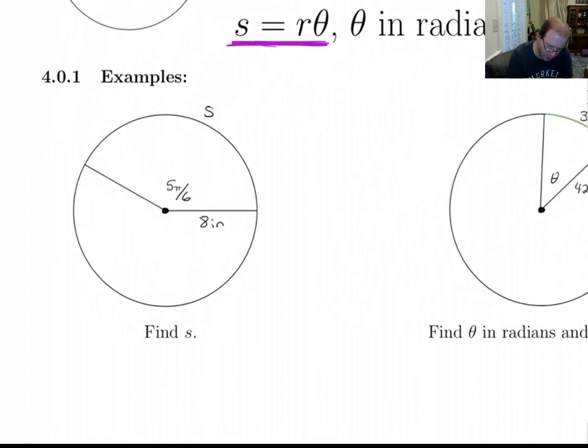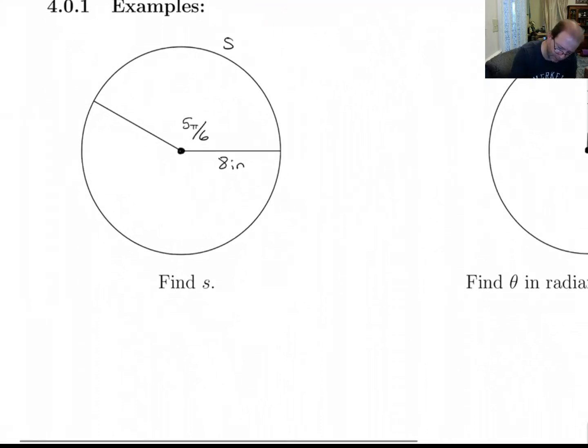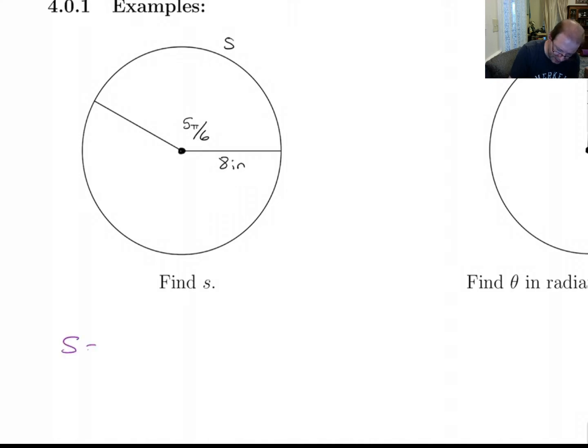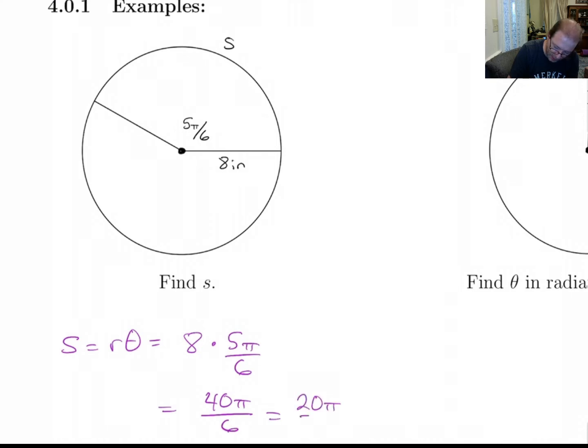So I want to do two quick examples with this. Find s here. All right, s is equal to r theta. So that's equal to 8 times 5 pi over 6. So 8 times 5 is 40. So this is 20 pi over 3 for the arc length there.